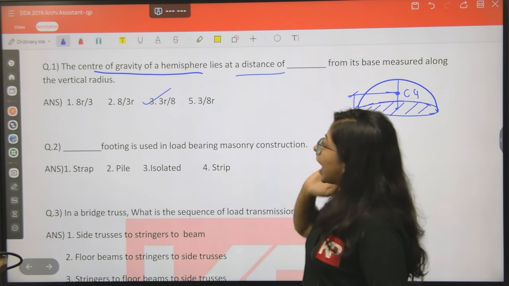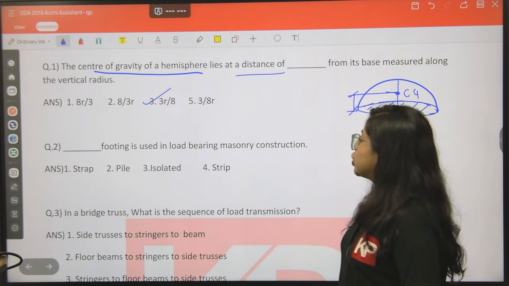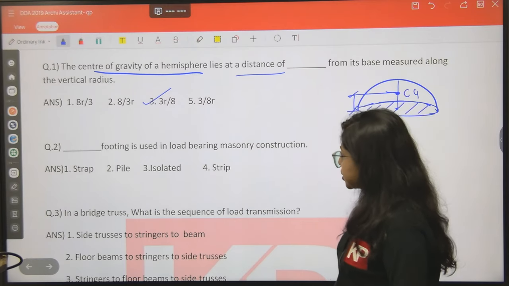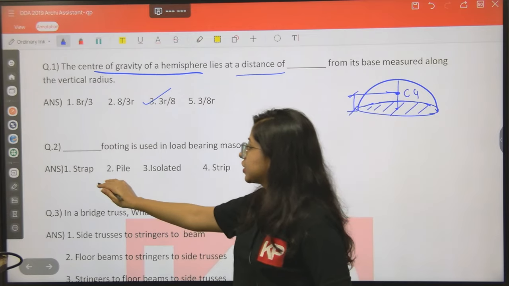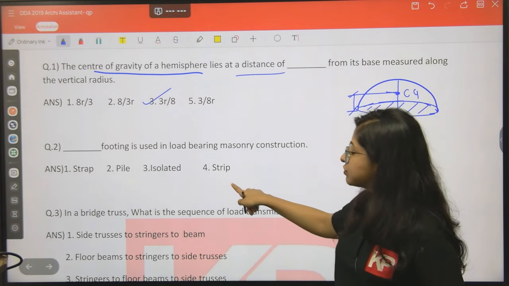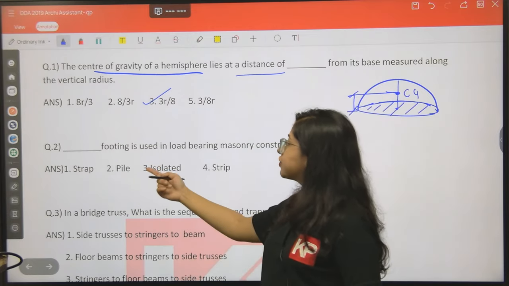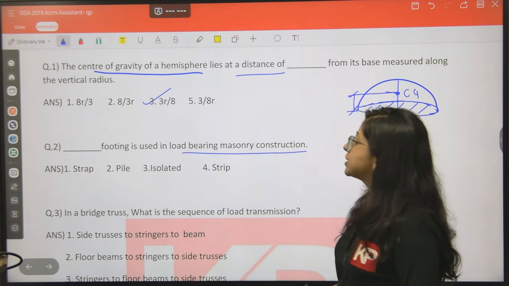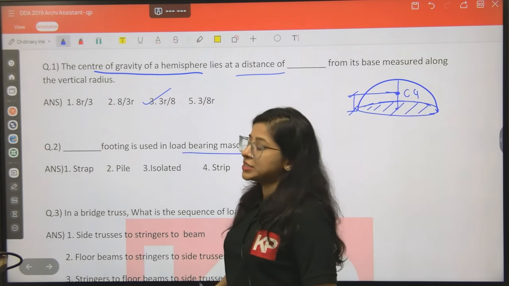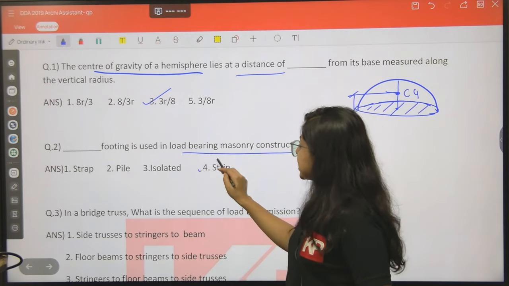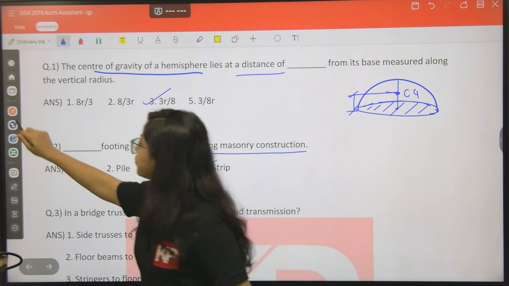Next question. Dash footing is used in load-bearing masonry construction. They are asking you which type of footing. There are four names of footing given. They are asking which of the footings is used in load-bearing masonry. The footing used in load-bearing masonry is strip footing. What is a strip footing? Let's try to see.